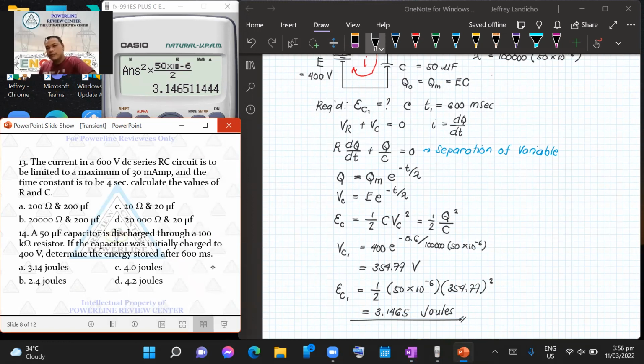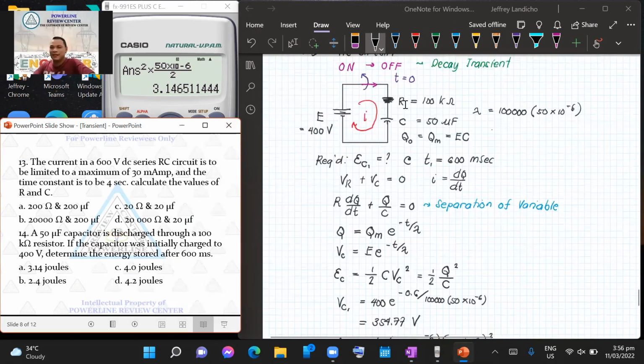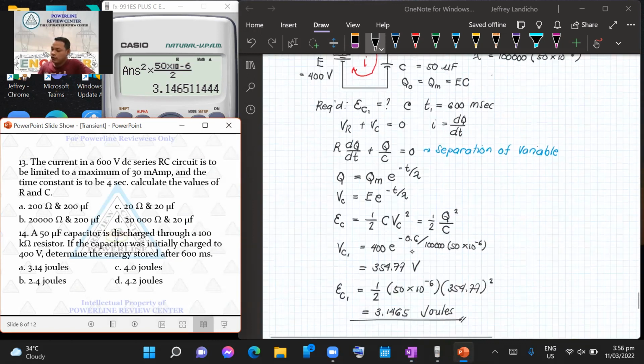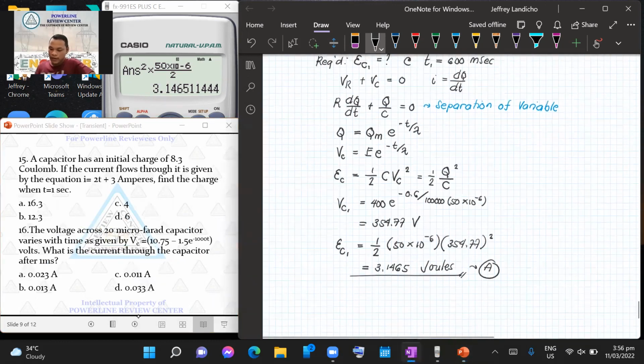So habang patagal na patagal, pabawas ng pabawas yan kasi it is discharged or consumed by our resistance. Okay ko ba? 3.14 will do. Anong letter yan? So this should be, okay, gets natin kapatid? Any question regarding problem number 14? Okay, so iwanan ko, let us try number 15.